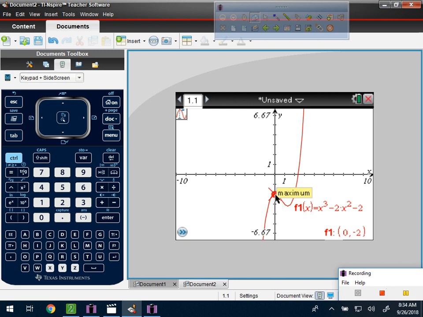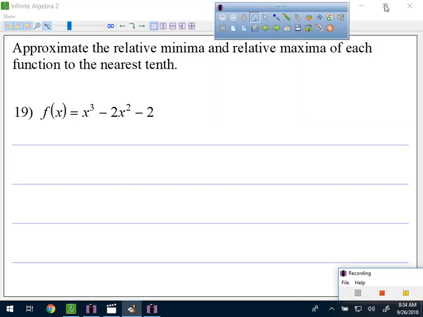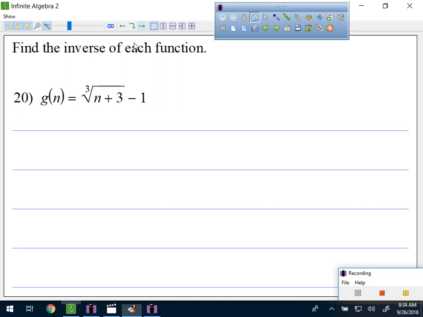And that's all you've got to do for number 19: just state what the minimum and the maximum are. And they are both right there. So that's good to go. All right, so that was number 19. For number 20, it says find the inverse, and you had a problem like this yesterday.